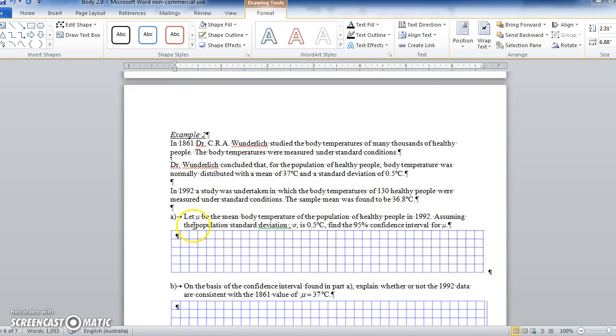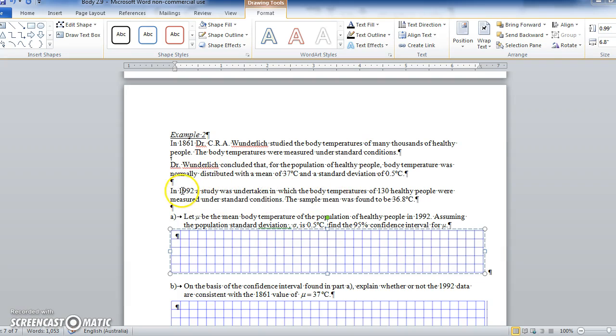Okay. So for the next question, in 1861, Dr. C.R.A. Wunderlich studied the body temperatures of many thousands of healthy people. Body temperatures were measured under standard conditions. He concluded that body temperature was normally distributed with a mean of 37, which we expect, and a standard deviation of 0.5. So in 1992, a study was undertaken.